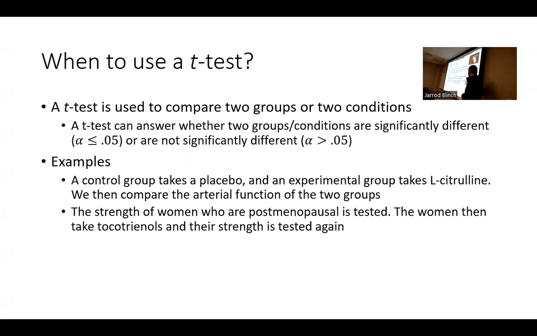So the strength of women who are postmenopausal is tested. The women then take tocotrienol something, and then their strength is tested again. So it's the same group, so it's dependent or paired samples. And if we did this with independent samples, you can see we're violating the assumption of independence. It's not two different groups, so we violated that assumption, which is why we're using a different test.